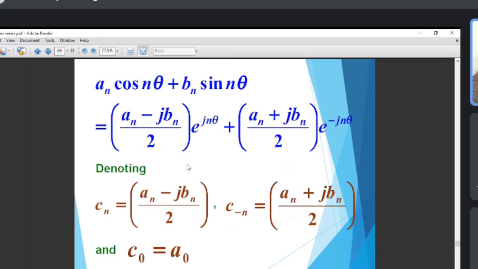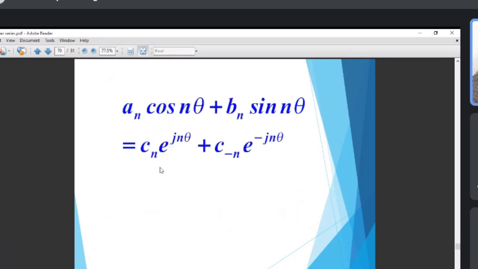The real part is given by this, the imaginary part is given by this. So this is a n minus this thing, c minus n is like this. So you can write it in short, instead of writing sin omega t and cos omega t, we write it as e power j n theta, e power minus j n theta, and this represents the real part and this represents the imaginary part.